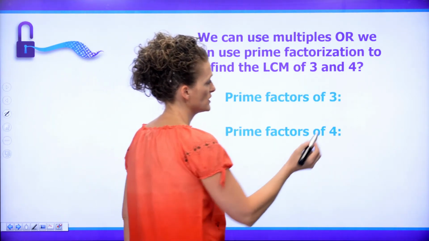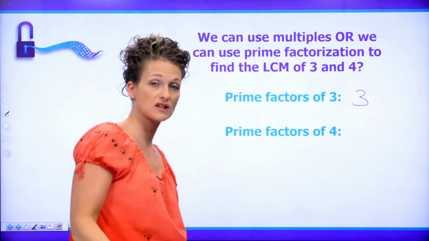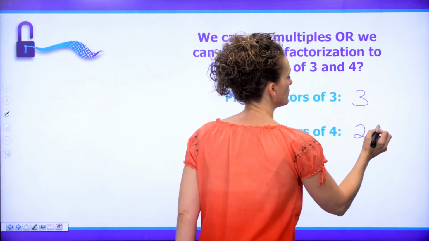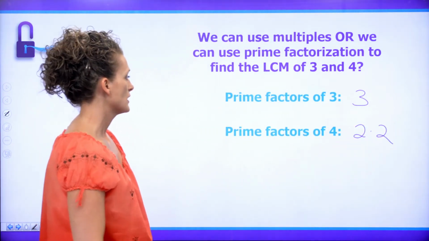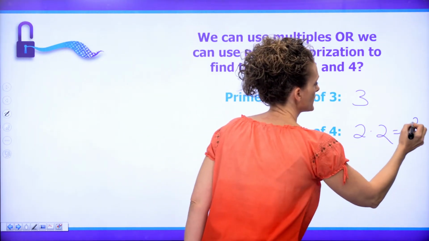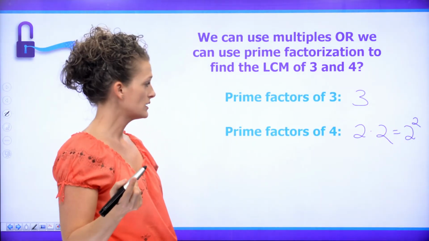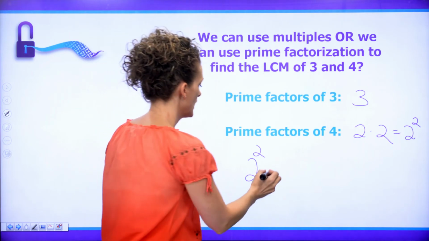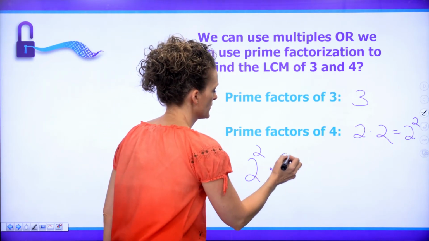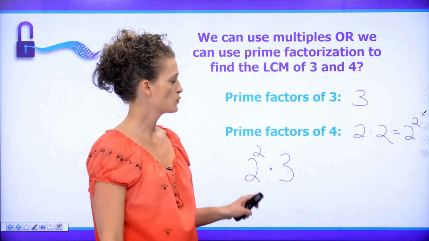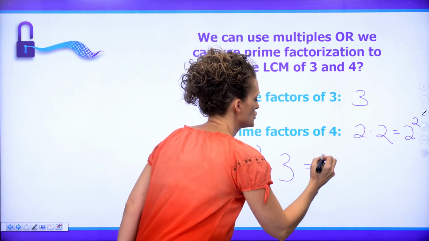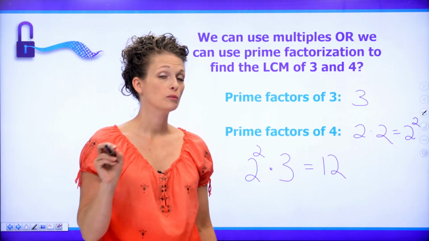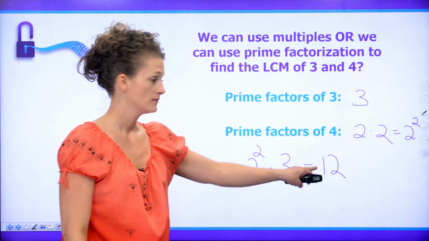So prime factors of 3, well, that one's a pretty simple one because 3 is a prime factor. Prime factors of 4, we know that 4 is 2 times 2, which is 2 squared. Now, there's only one base of 2, but we have to keep it with its exponent. And there's only one 3, and we also have to keep that. So 2 squared times 3 is equal to 12. So you and your friend will be swimming on the same day on day 12.